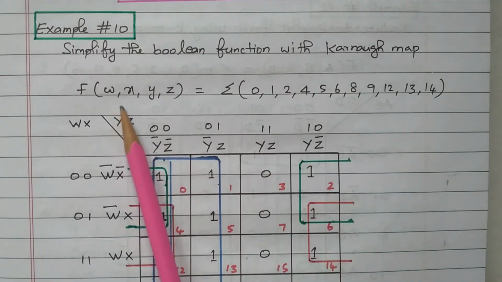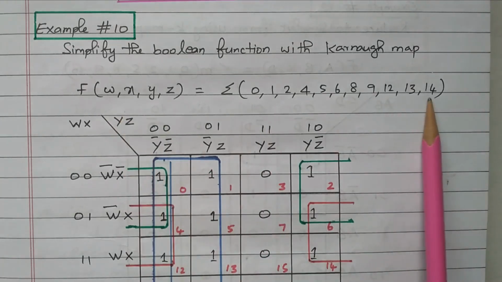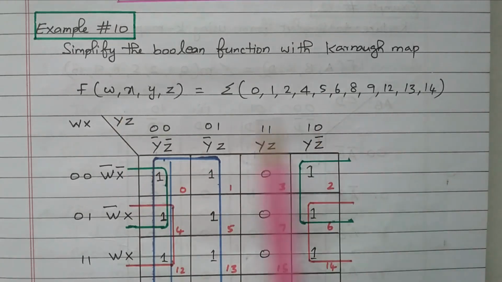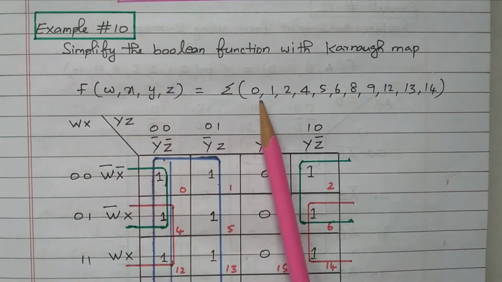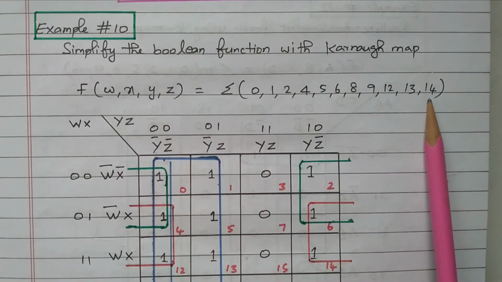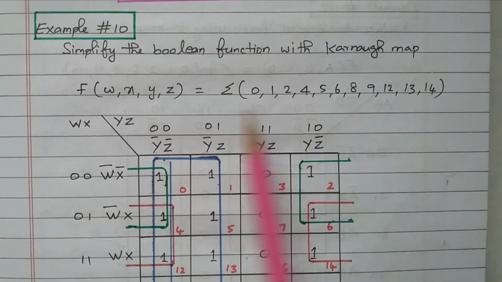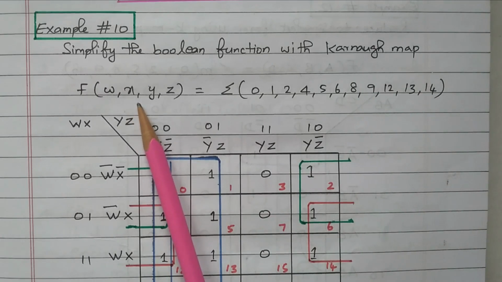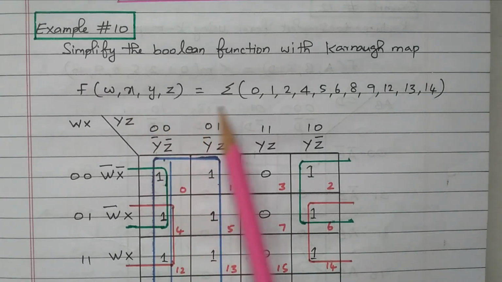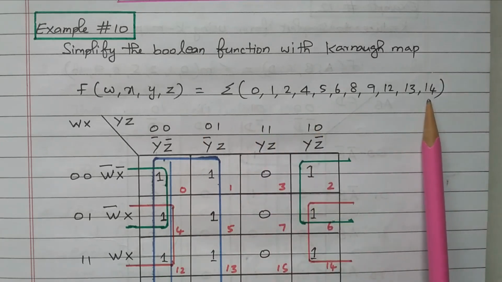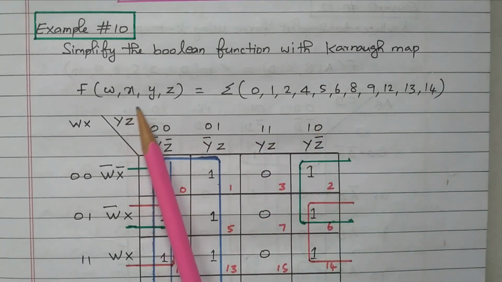So there is a 4 variable K-map, right? Here 14 is the highest minterm. Sometimes w, x, y, z is not given in the problem, but from the minterms we can easily identify 14. 14 means we definitely need a 4 variable K-map, that is 2 to the power 4, which is 16 combinations. So definitely we need a 4 variable K-map.